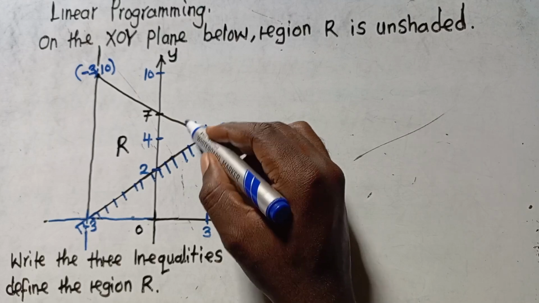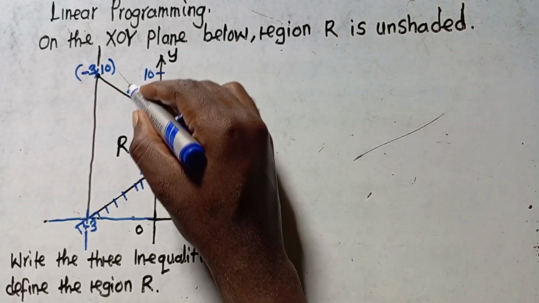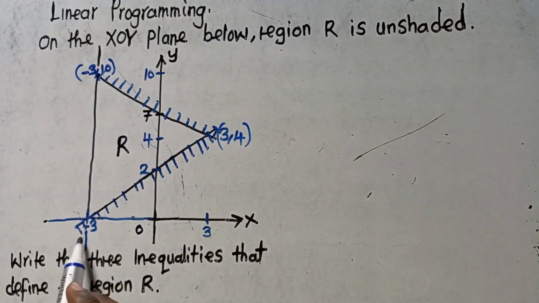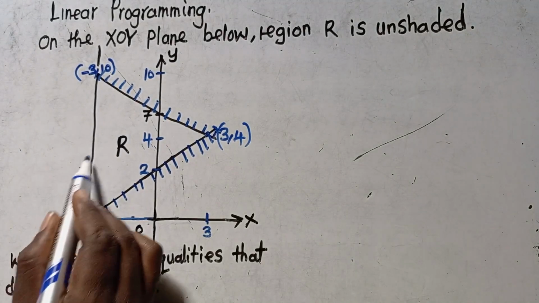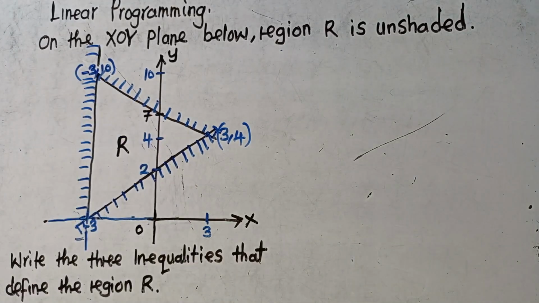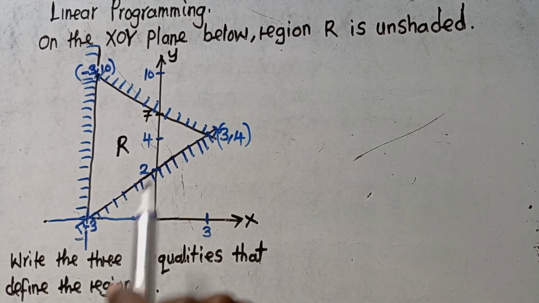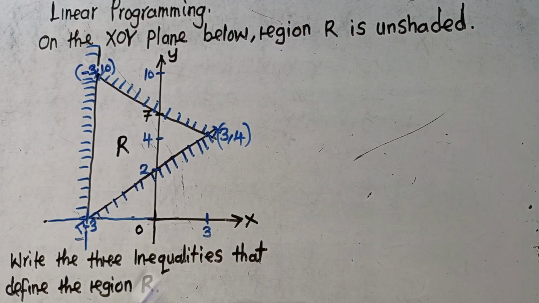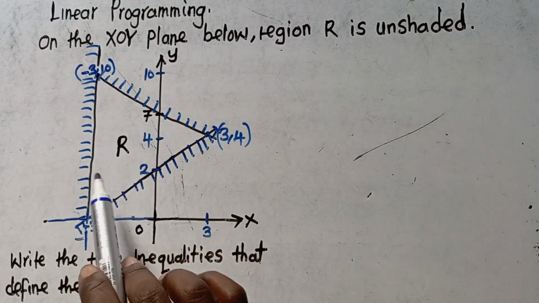We also have this other part here. That part is shaded. Even this one here is shaded. You are given a question of that nature. Then the question is saying, write the three inequalities that define the region R.